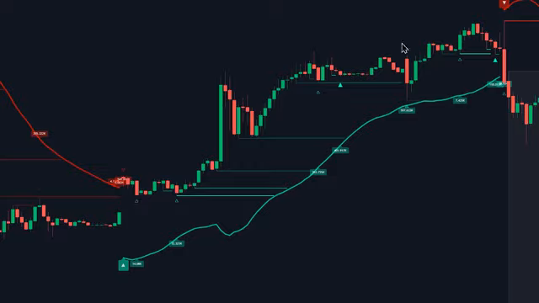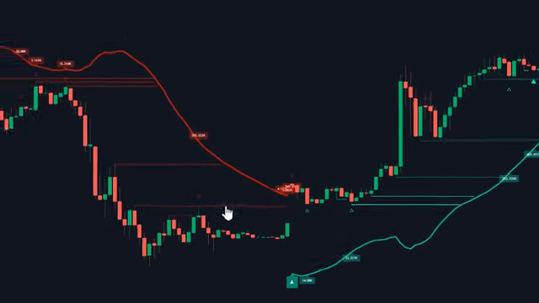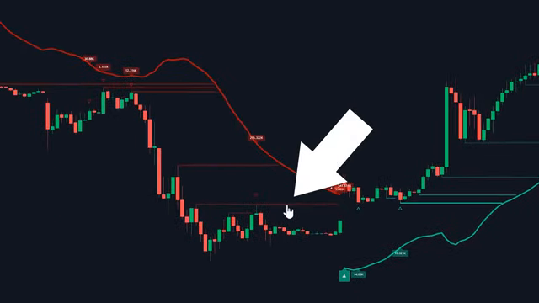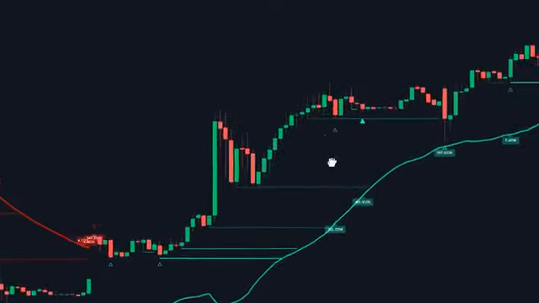In a bullish trend, you'll only see sell-side liquidity levels, these green horizontal lines, and their corresponding bullish sweeps. In a bearish trend, you'll only see buy-side liquidity levels, these red lines, and their corresponding bearish sweeps. This alignment helps you to stay on the right side of the market by trading in the direction of the overall trend.